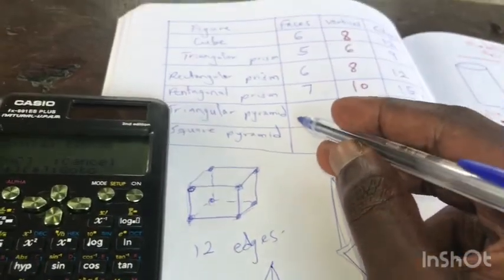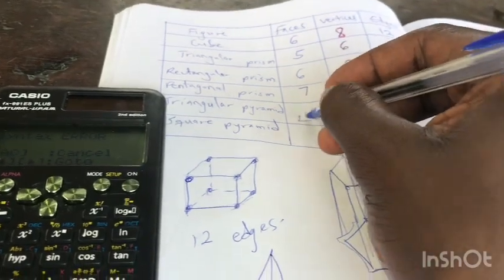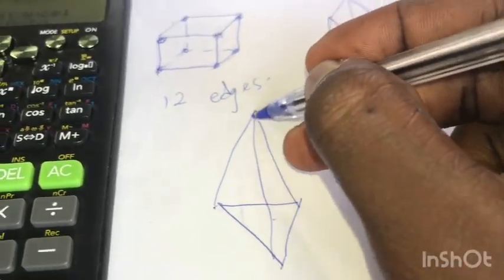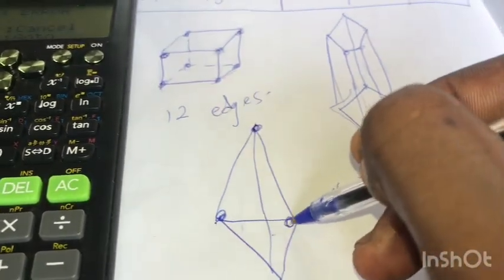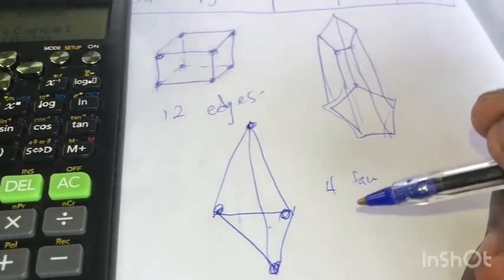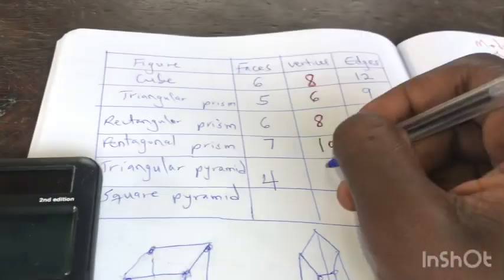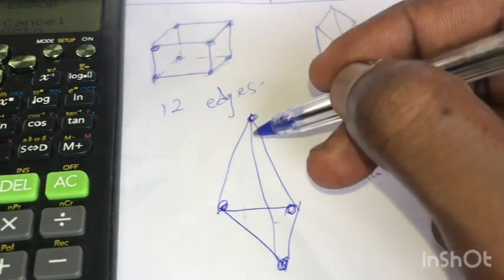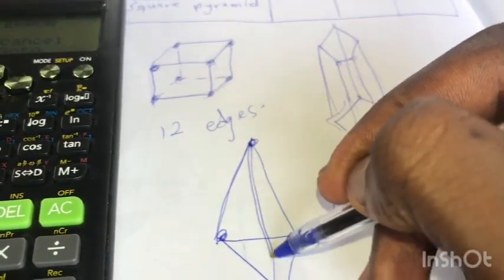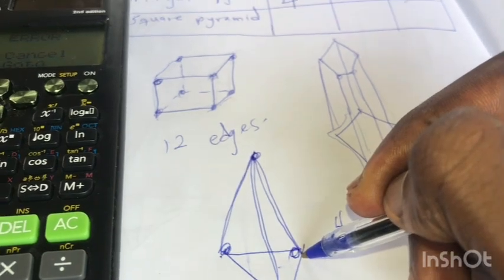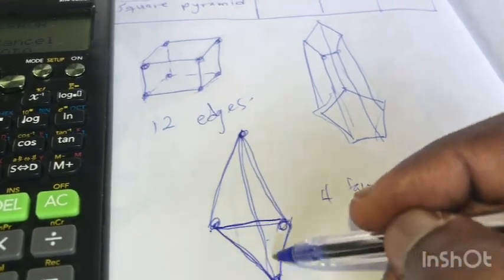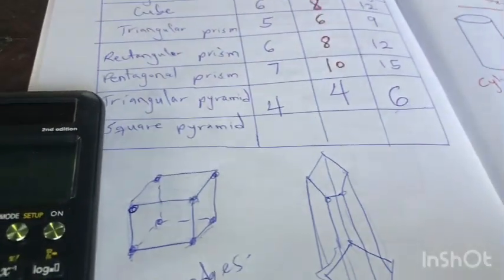So let's fill this place. How many faces does the triangular pyramid have? 4. How many vertices? That's the corners. 1, 2, 3, and 4. So the vertices are 4. What about the edges? Let's count the lines. That's the edges: 1, 2, 3, 4, 5, and 6. The triangle base is 1, 2, 3, then this part is 1, 2, 3. So how many edges? 6 exactly. So let's fill it here. I hope you are following me.